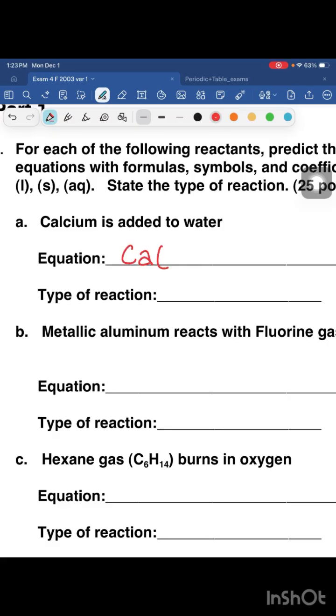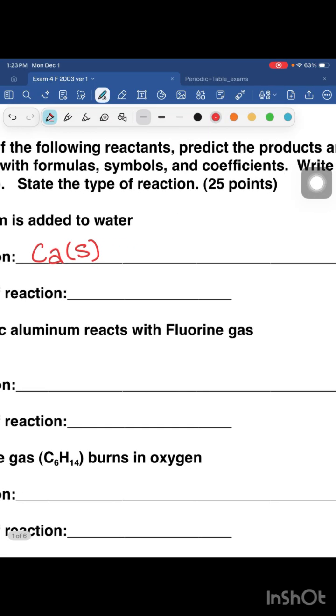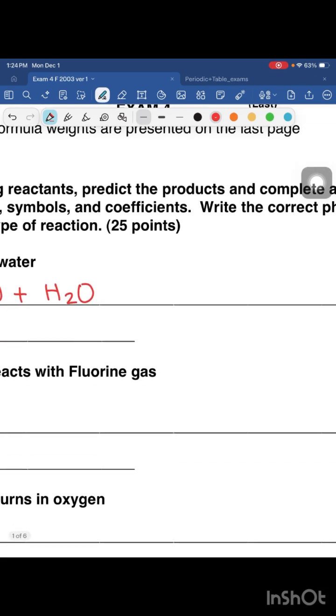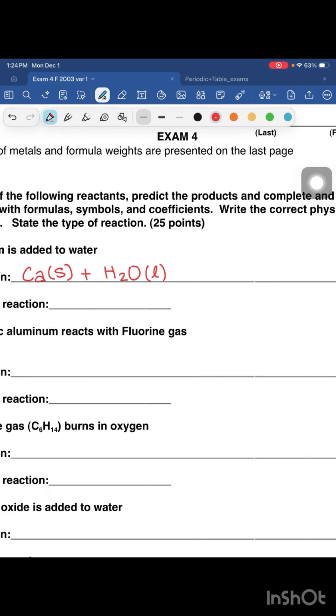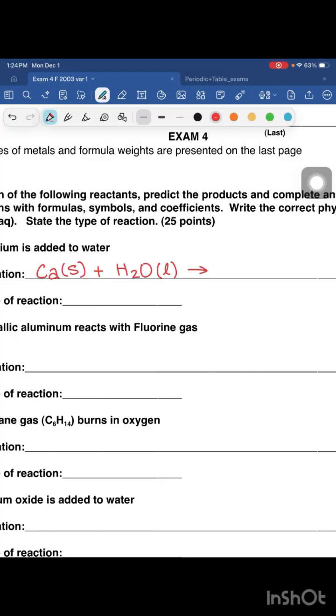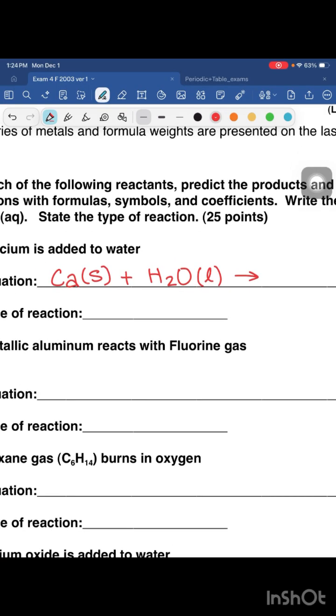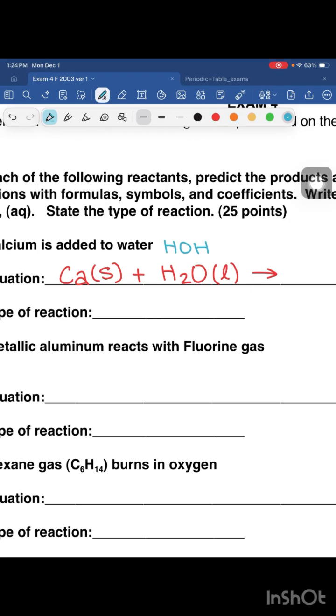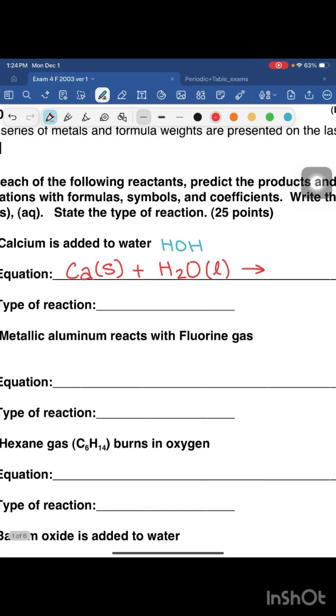And when an element is on its own, we go based off the elements on the table. Calcium is a metal, so it's a solid at room temperature. And we have water, which is H2O, and it's a liquid. So another way to look at this equation is to rewrite water as HOH. When it looks like that, it kind of looks like we're doing a single replacement reaction. We have a single thing on its own here, and we have something in a pair over here.